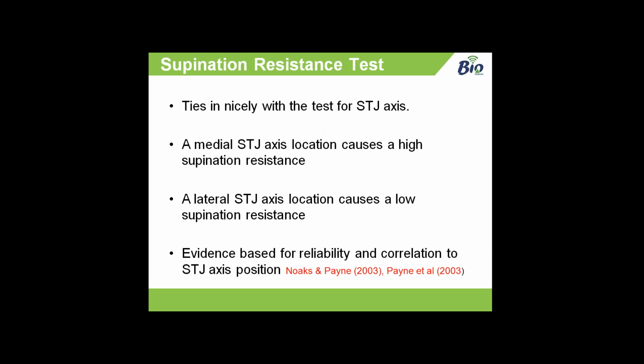So as I said, this ties in nicely with the subtalar joint axis location test. Generally speaking, if your patient has a medially deviated subtalar joint axis, they'll have a high supination resistance because that lever arm is shorter. And if they have a laterally deviated axis, they'll probably have a low supination resistance. So it'll be easy to tip the foot over onto the lateral side because the lateral axis gives you a longer lever arm.